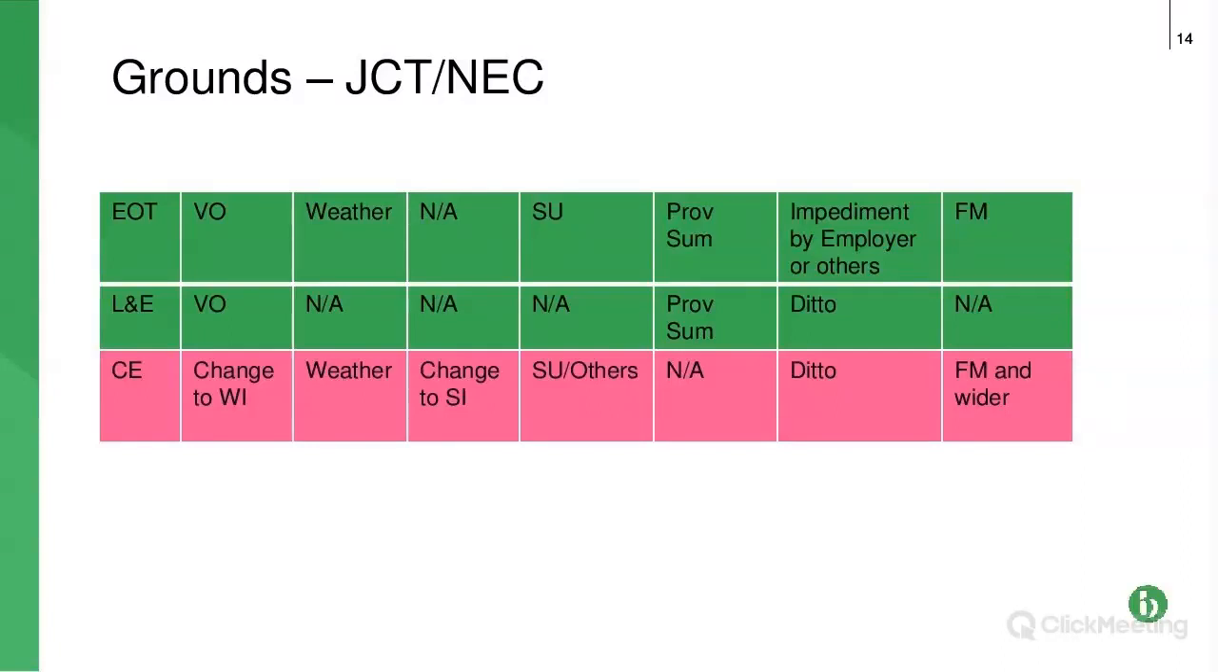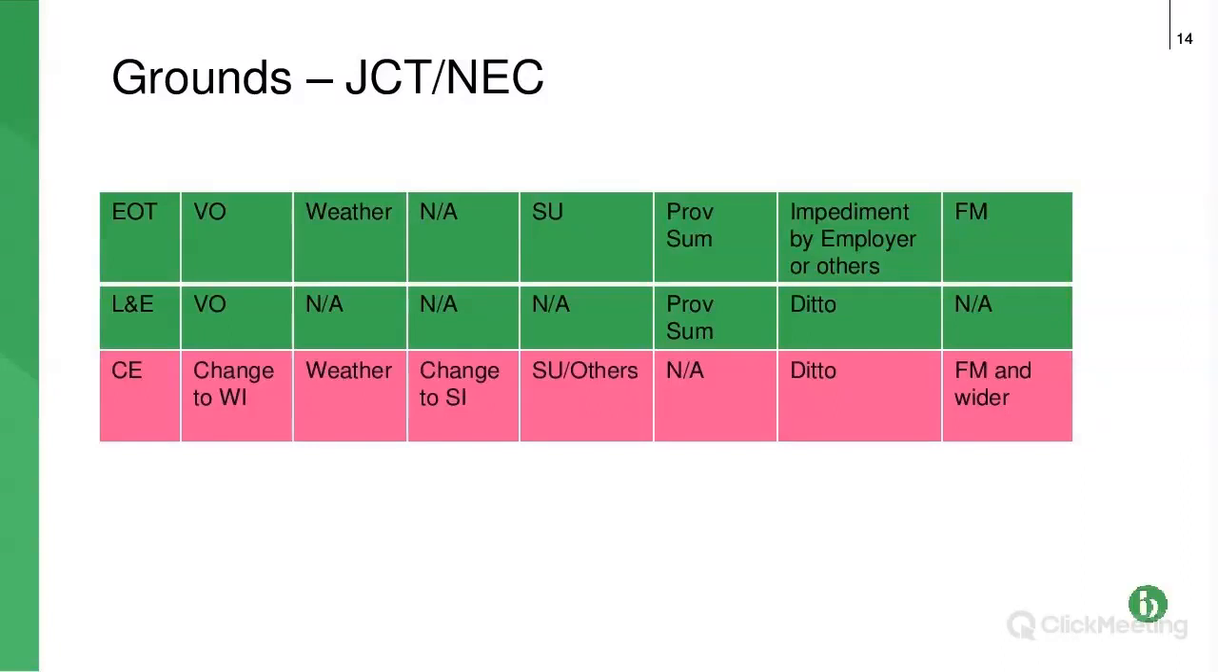And this is what I mean by the sort of hybrid way in which JCT deals with it. It's sort of a compromise. You get the extra time, so you don't have to pay liquidated damages, but contractor, you have to bear your own costs on the site. So it's a bit of a sort of halfway house.